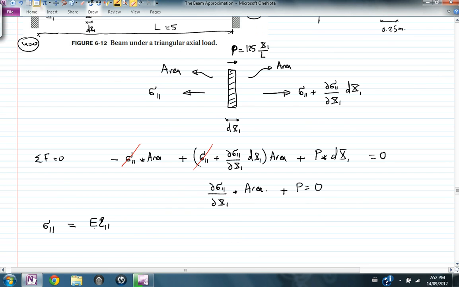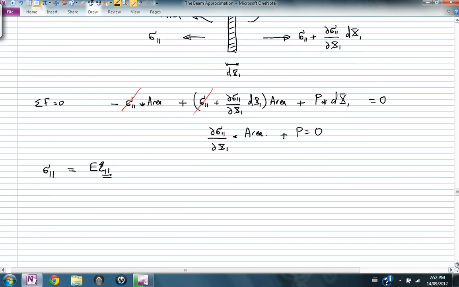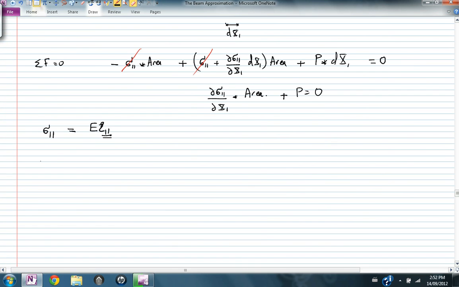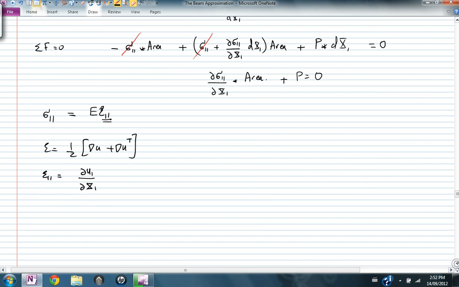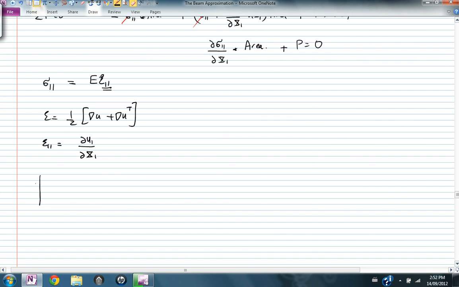So I need to know something about the displacement. So I need to replace sigma on 1 with epsilon on 1. Now what is epsilon on 1? Epsilon, or the strain in general, is half the gradient of U plus the gradient of U transpose. You'll find that epsilon on 1 is the first component in this, and this will be partial U1 by partial x1. So I need to find the horizontal displacement and take a derivative of it with respect to x1.